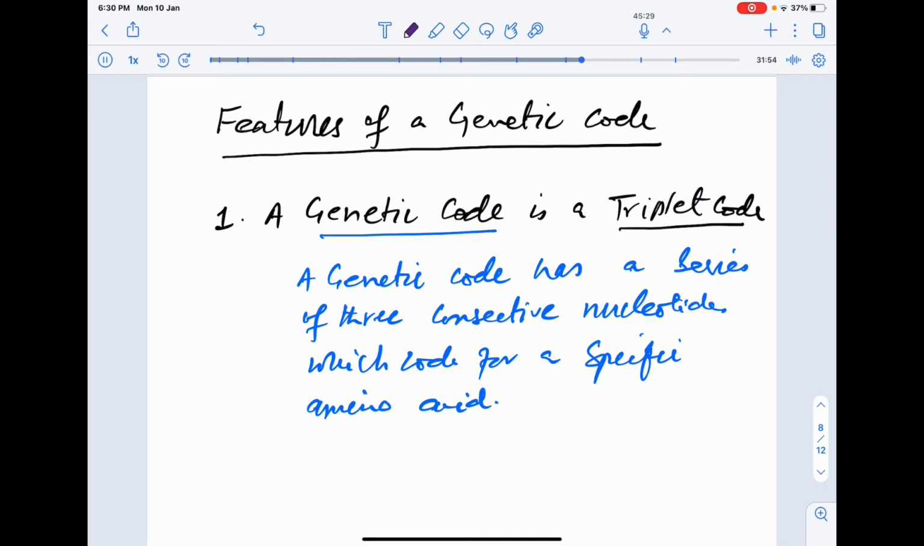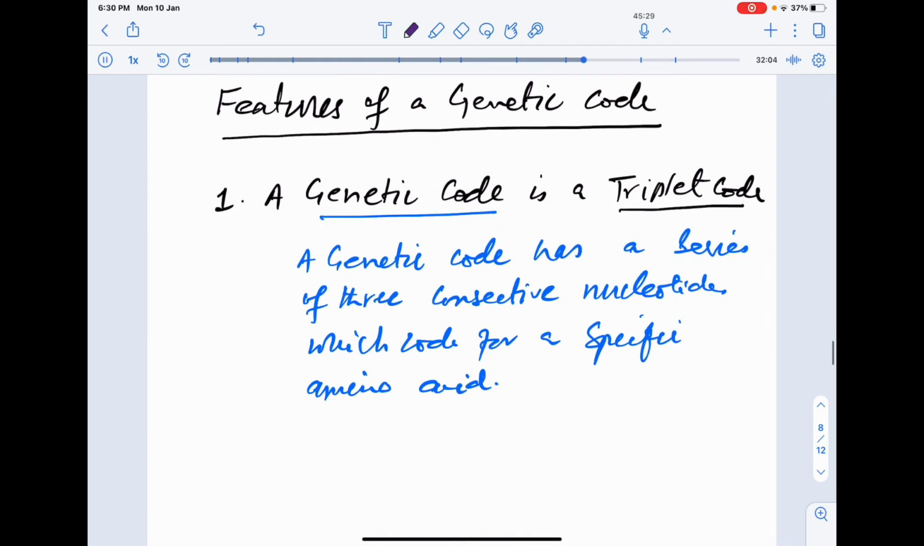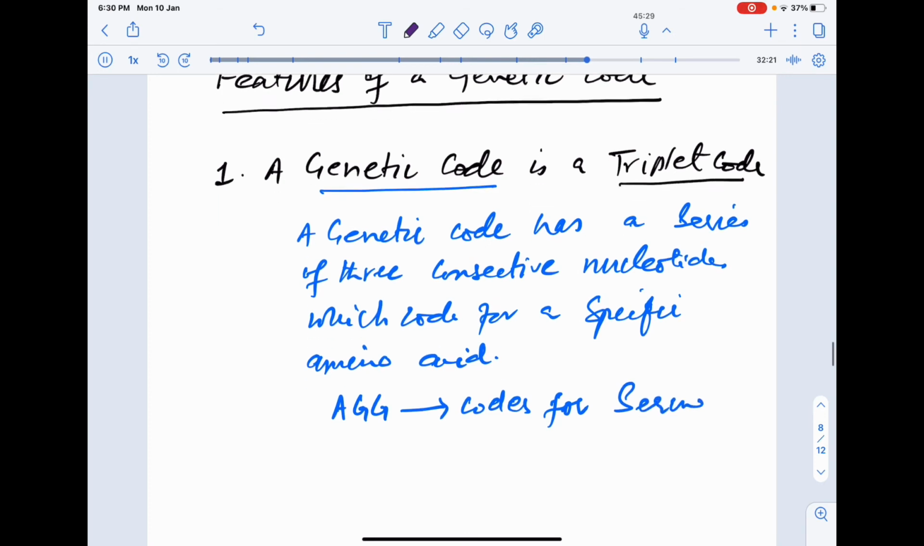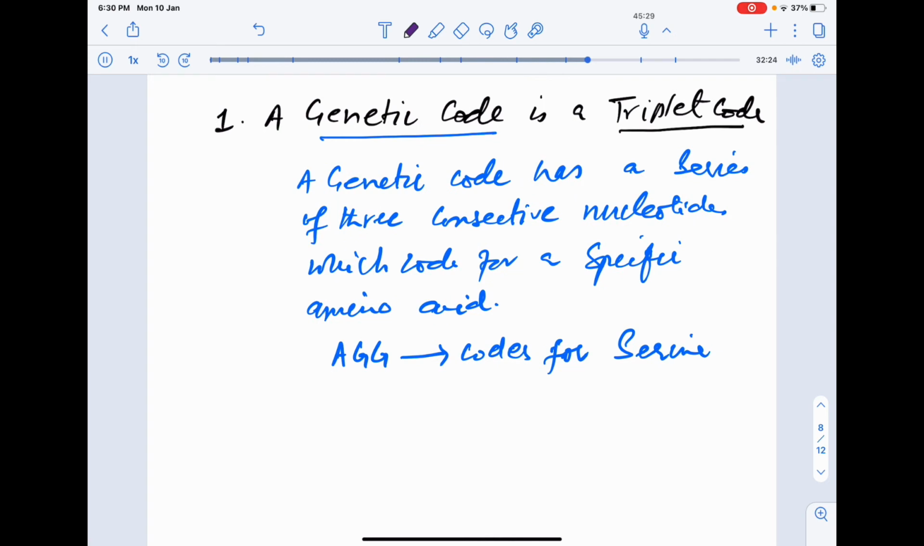As we have discussed already, AGC codes for serine amino acid. And CGA codes for arginine.